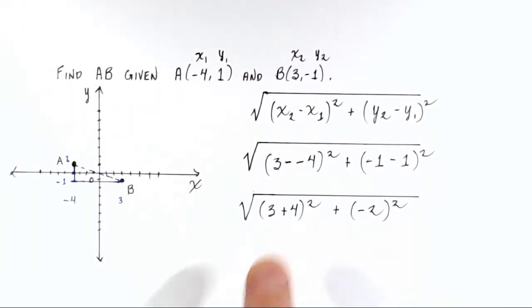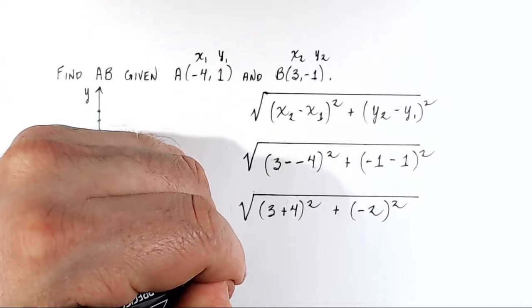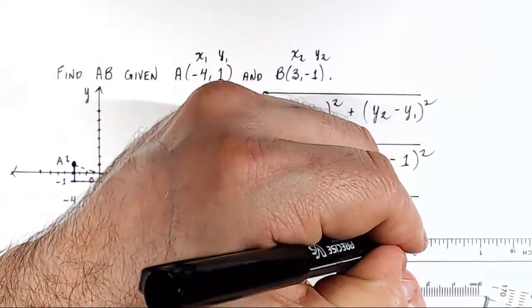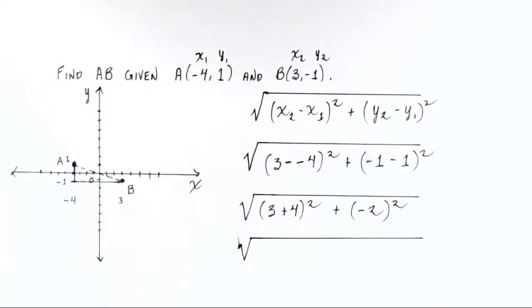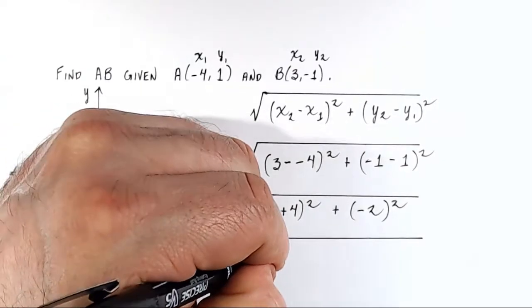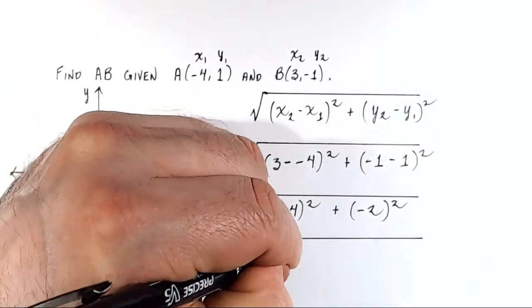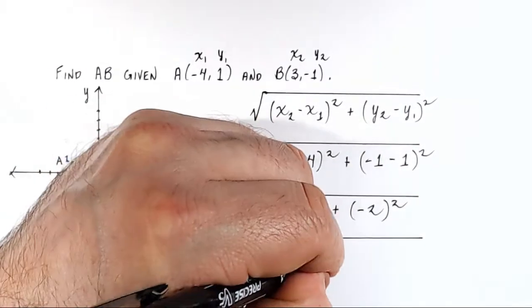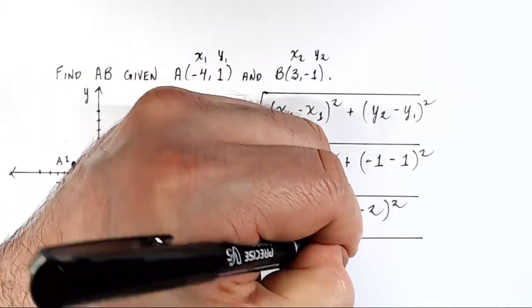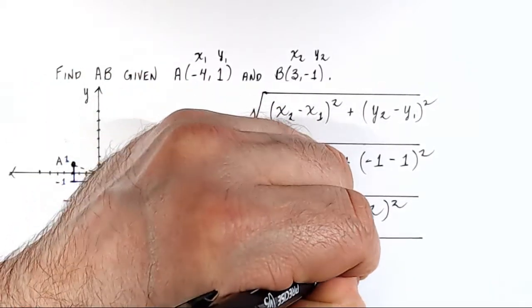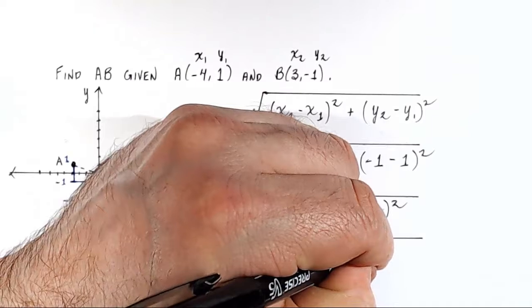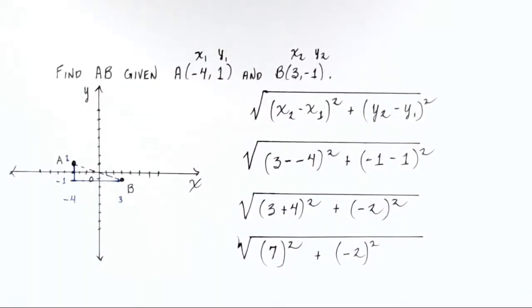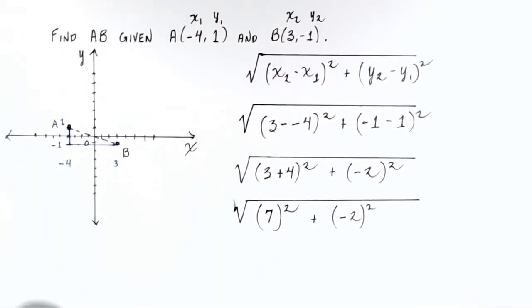And we've still got to clean this up. Let's do this one more time here. The square root of 3 plus 4 is 7. 7 squared plus, open parentheses, negative 2, close parentheses, squared. Okay, let's talk about this for a second.